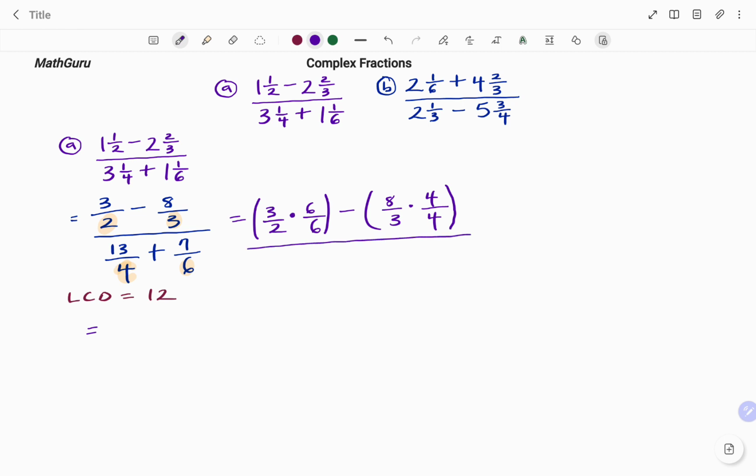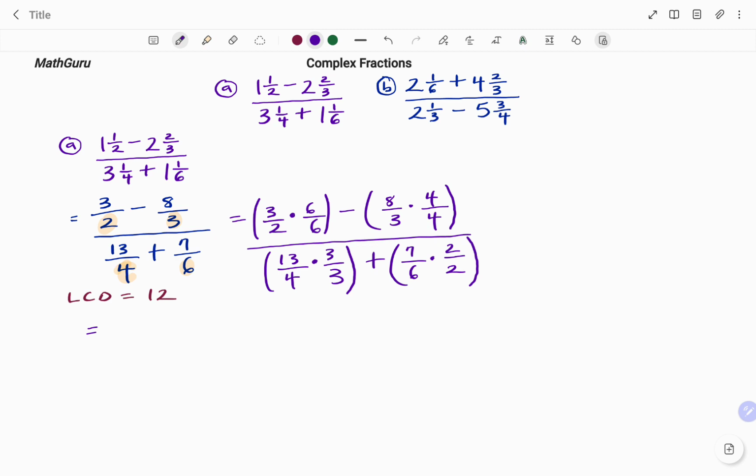And then for the bottom, I have in bracket 13 over 4. To make 4 into 12, I multiply by 3. So that's times 3 over 3. And for the last but not the least term, I have 7 over 6. Multiplying to make 6 into 12, that means I'm multiplying both the numerator and the denominator by 2. Always note that it's an equivalent fraction, so whatever you do at the top, you do at the bottom.